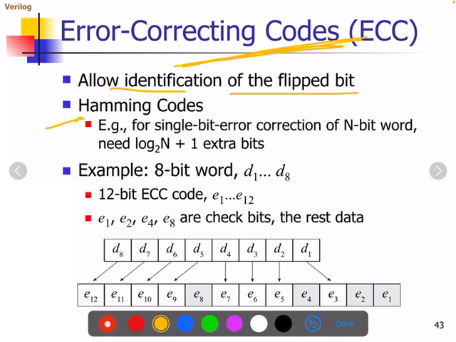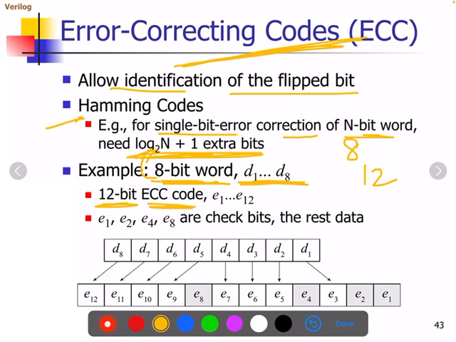Suppose we want to identify a single bit error, that is, correction of an n-bit word; we need log n plus 1 extra bits. If our data is 8 bit, then log 8 to base 2 plus 1 gives 4 extra bits. 8 plus 4, totally it becomes 12. That is the example you can see. An 8-bit word D1 to D8 has been considered. By using this in the formula, we get 12 bits, which is a 12-bit ECC code, represented from E1 to E12. So a 12-bit error correction code for 8-bit data.